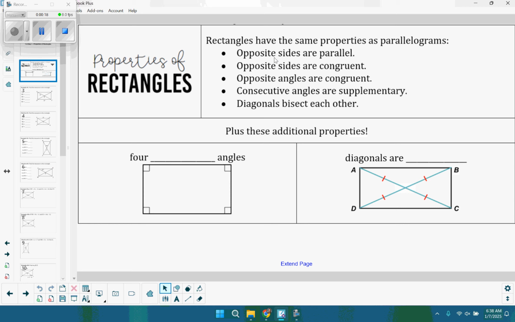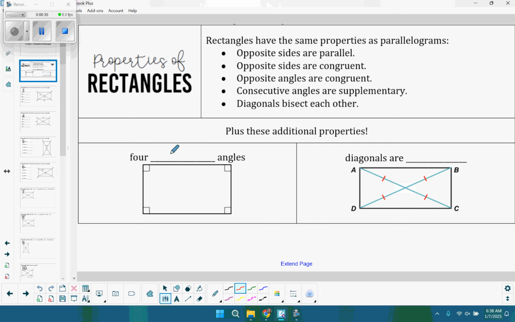So both pairs of opposite sides are parallel, the opposite sides are congruent, the opposite angles are congruent, the consecutive angles are supplementary, and the diagonals bisect each other. But rectangles, because they are more specific, have additional properties.